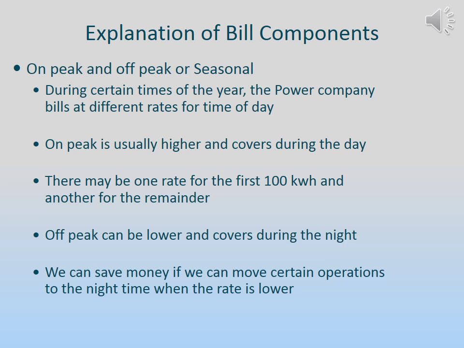For on-peak and off-peak seasonal times of the year, we get different rates. Usually on-peak is higher. It may be one rate for the first 100 kilowatt hours and another for the remainder. We saw that on the one bill we reviewed, off-peak can be lower and covers the nighttime. That is usually when the off-peak is. We can save money by moving operations to the off-peak time. We have given several examples of measures we can do off-peak.